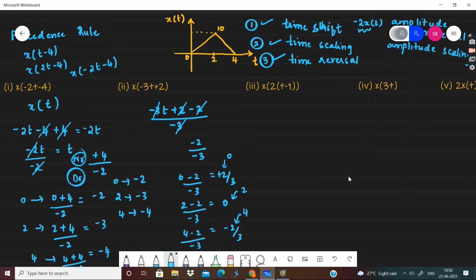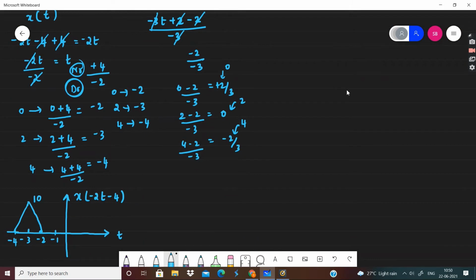So my signal will be something like this. I am having a plot. This is t, and this will be your x of -3t plus 2. Instead of 0, it is plus 2 by 3. So plus 2 by 3 will be somewhere here, then 0 is here, and minus 2 by 3 will be somewhere here. So my plot will have the same shape. The amplitude is 10. So this is the signal plot for x of -3t plus 2.